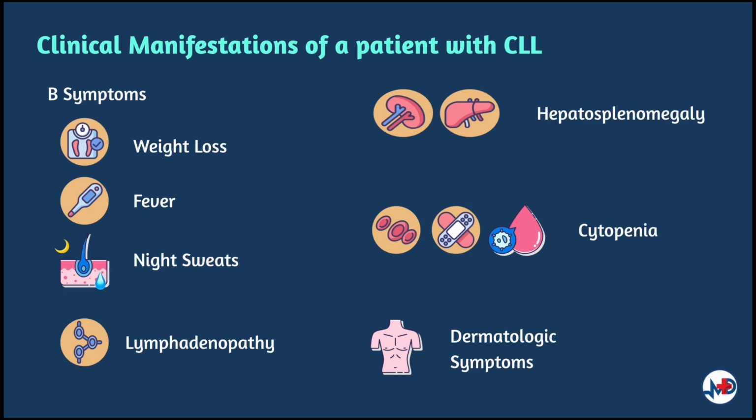Hepatosplenomegaly is less common. Myelopoiesis suppression can cause granulocytopenia, leading to repeated infections, anemic symptoms, for example, pallor and dyspnea on exertion, and thrombocytopenia leading to coagulopathy. And last but not least, dermatological symptoms, which are rare but still can be present. Examples include leukemic cutis, chronic pruritus, and chronic urticaria.